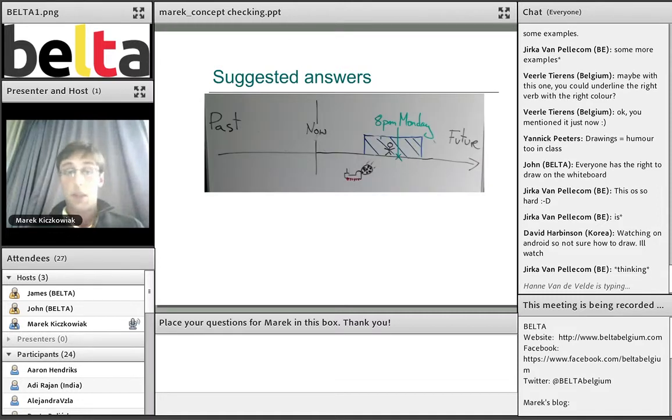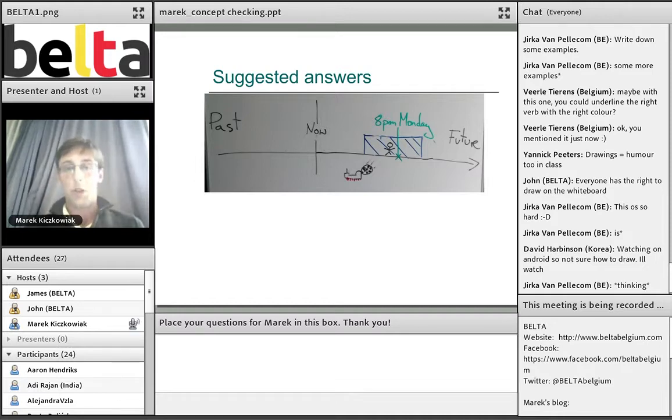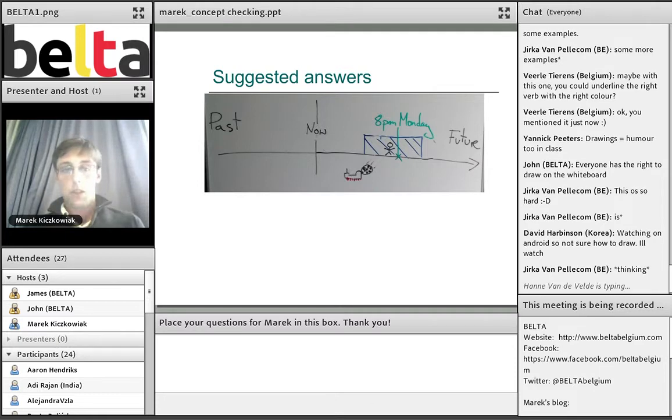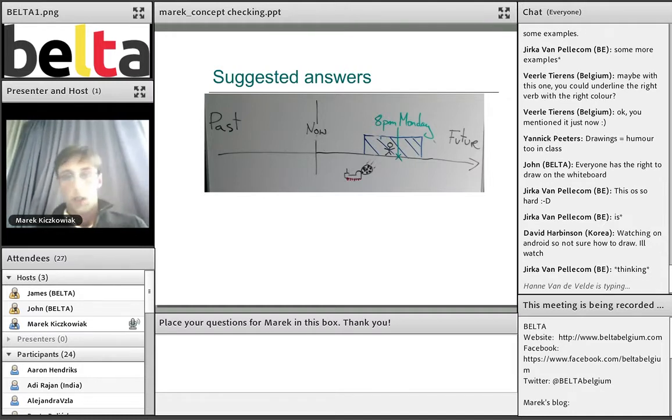This is my first timeline for I'll be playing football tomorrow on Monday at 8 p.m. So the first thing I try to do is use my symbol. I use a cross for an action at a specific point, and then I use a box with lines, usually a blue box, for an action that is in progress. And then I've also tried to add pictures. So there is me shooting, and it's definitely going to be a goal. And there's somebody in the goal as well, the goalkeeper.